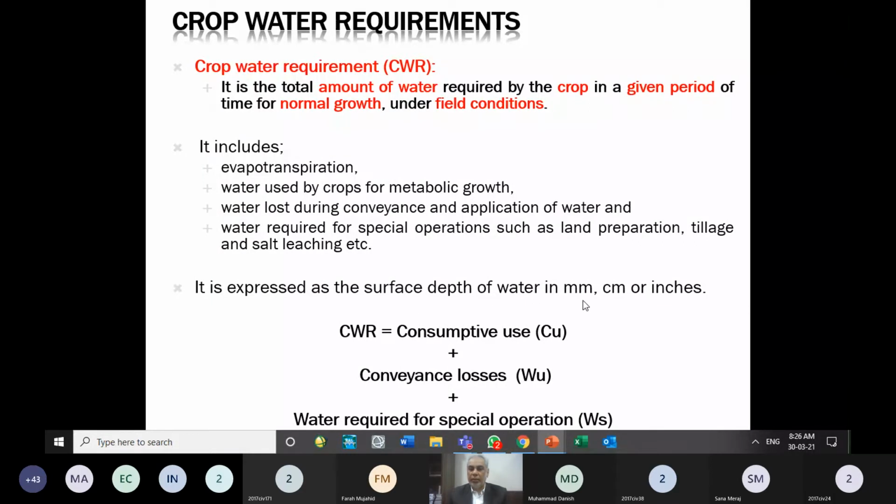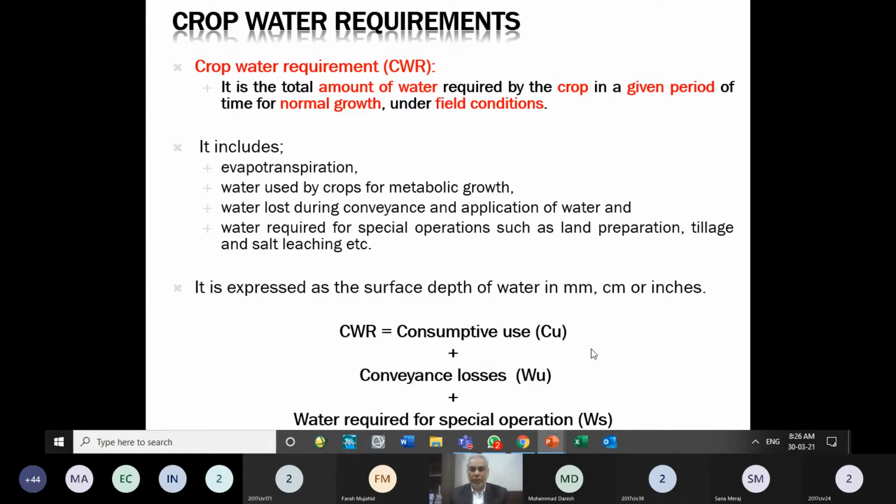Either it will be measured in depth unit, or it can be measured in volume unit. Usually we measure it in depth unit, because it is then not specific to how much area we are applying it to. So if we mention the crop water requirement in depth unit, then volume should be calculated based upon how much area we want to calculate this crop water requirement for. So it is usually mentioned in depth unit: millimeter, centimeter, or inches.